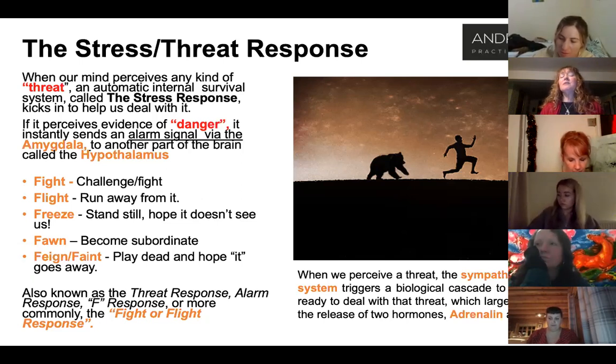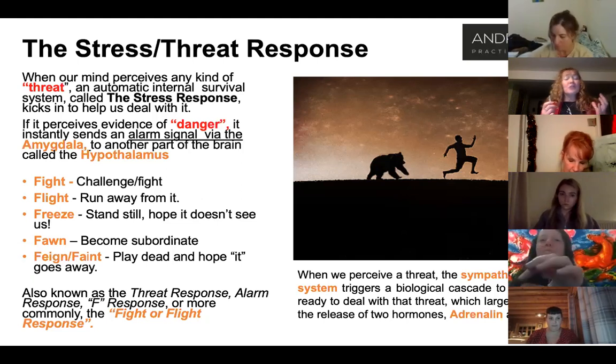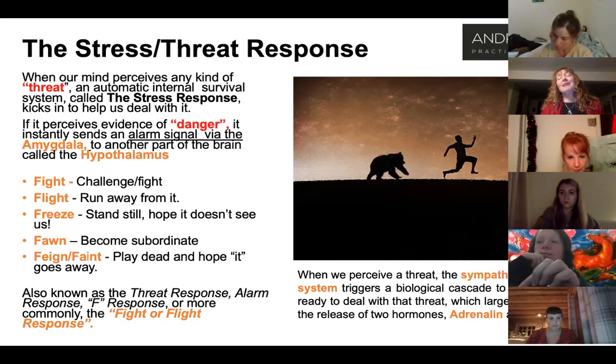Freeze is where you're like a rabbit in the headlights. You stand still, and it's almost like if you were being chased by a bear right now, you would just stand there and hope it doesn't see you. You wouldn't attempt to fight or run away. You would just freeze. Another form of freeze, I don't know if any of you can think of a really good version in modern life that might come into the category of freeze. Anybody got any ideas?